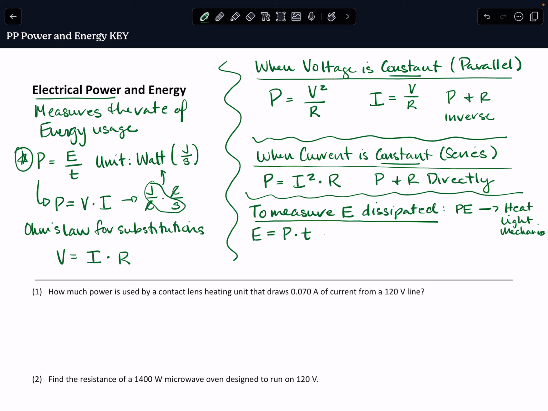Now, if we want to use this formula, we can keep it in watts times whatever time unit we have. But a lot of the time you're going to see this unit, kilowatts times hour. So this is a kilowatt hour. And what that means is the power needs to be in units of kilowatts and your time needs to be in units of hours.